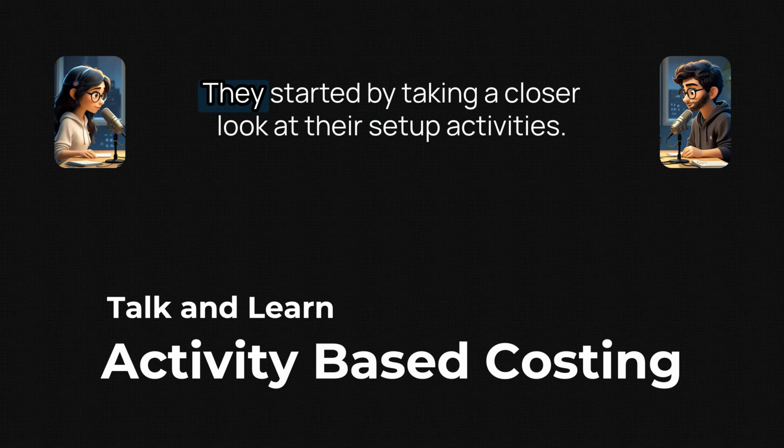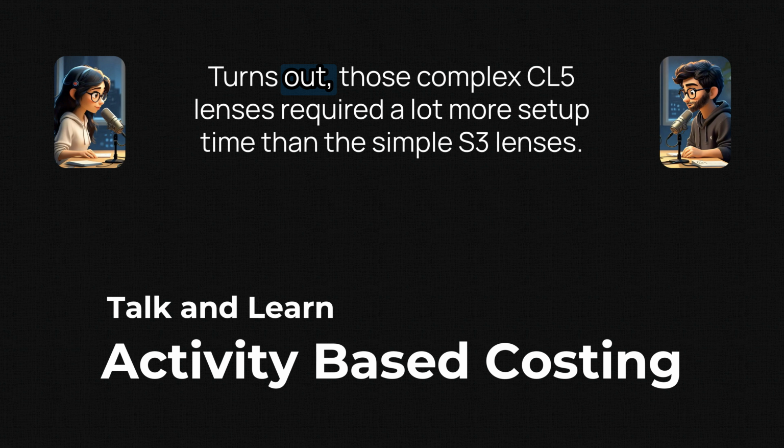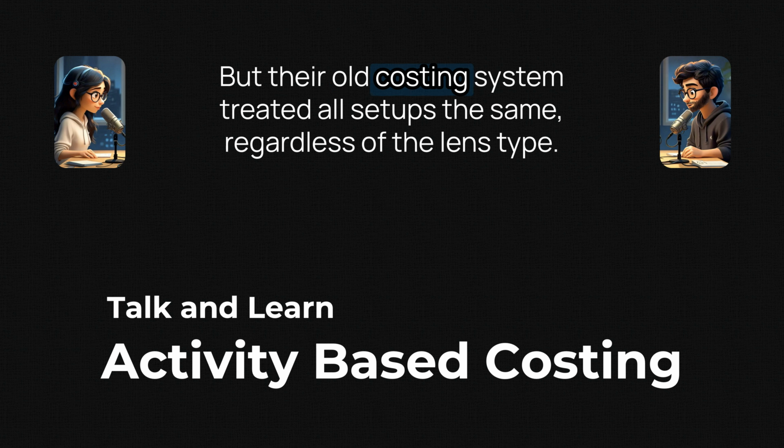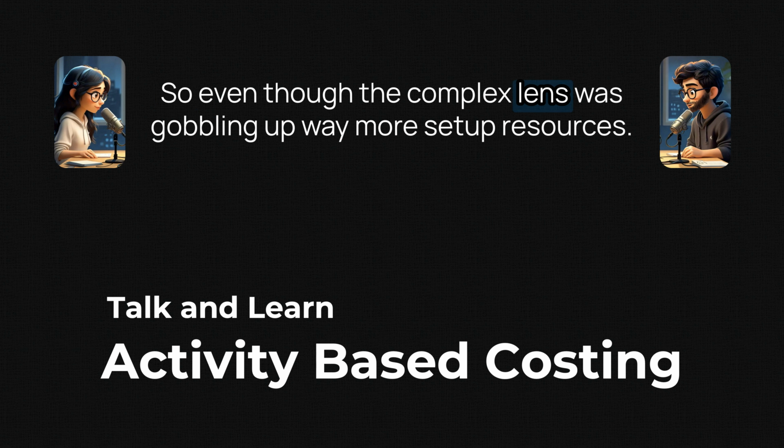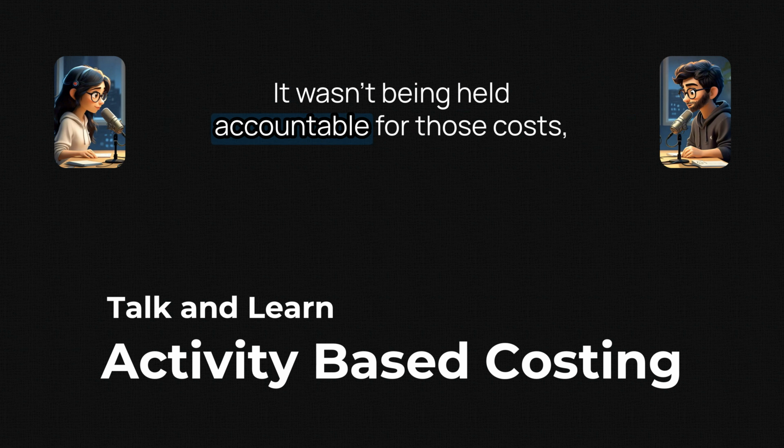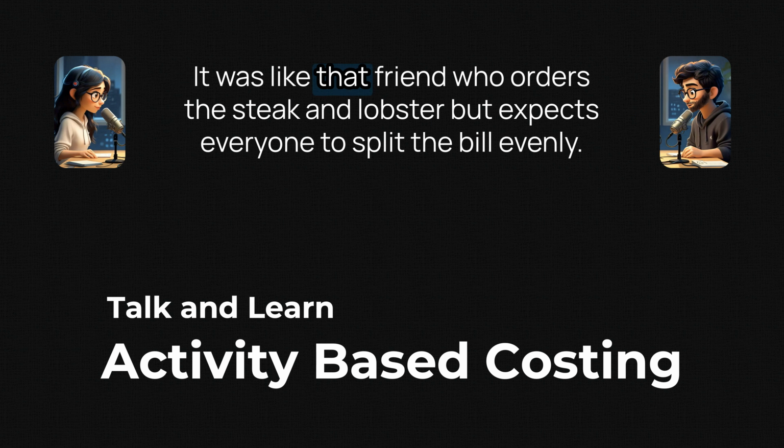Exactly. They started by taking a closer look at their setup activities. Turns out those complex CL5 lenses required a lot more setup time than the simple S3 lenses. But their old costing system treated all setups the same, regardless of the lens type. So even though the complex lens was gobbling up way more setup resources, it wasn't being held accountable for those costs. Right. It was like that friend who orders the steak and lobster but expects everyone to split the bill evenly.